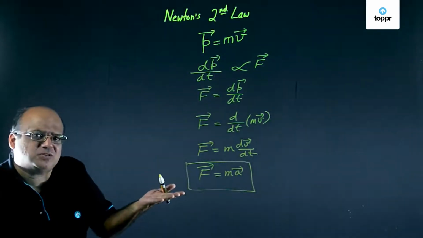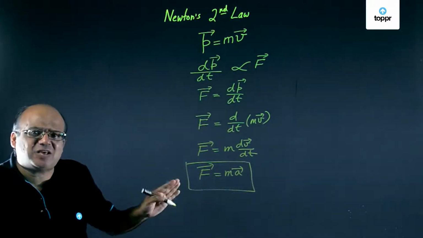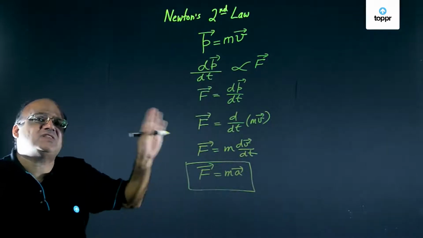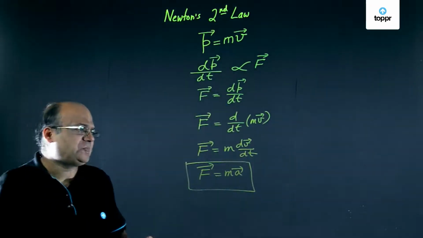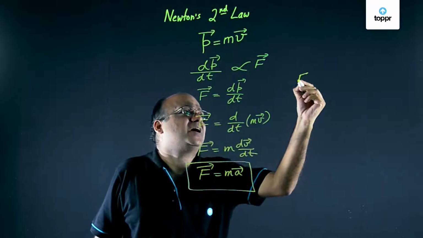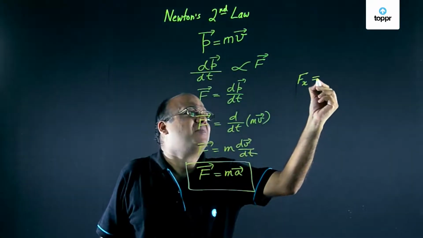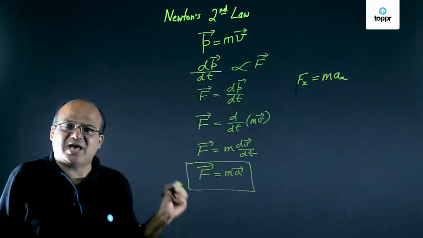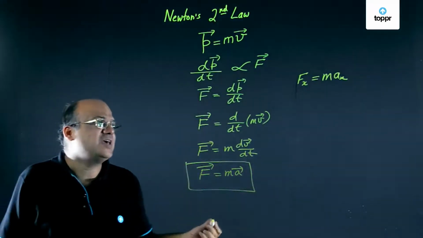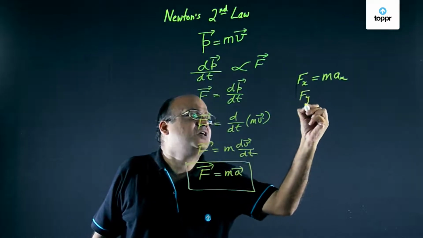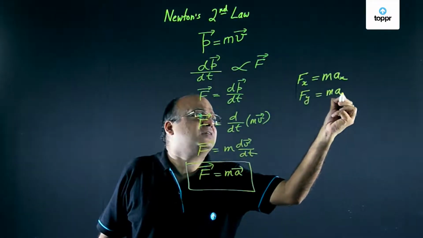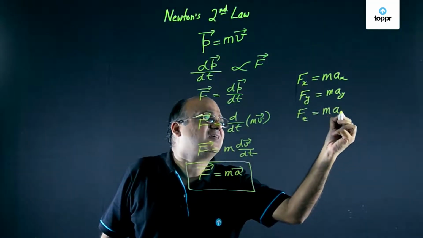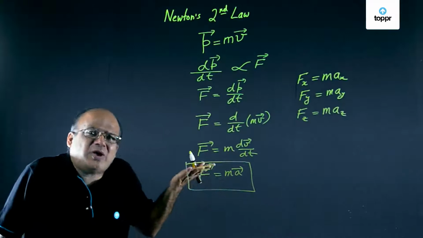This is what kind of equation? This is a vector equation. And any vector equation is equivalent to three scalar equations. The force component along the x-axis will be mass into the acceleration component along the x-axis. Fx equal to max. In the same way, Fy will be may and Fz is maz.